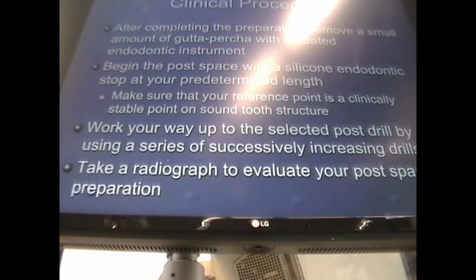Little tiny incisors, you would start with the most narrow parapost drill and try to work your way up, keeping in mind that you want to have your post extended down 5 millimeters from the apex or 2/3 of the way down the root.